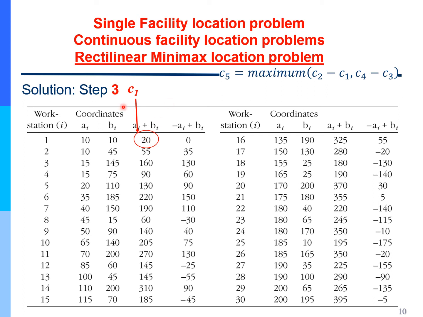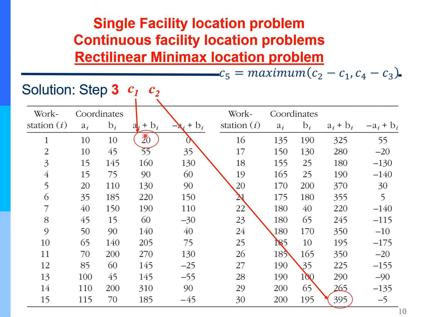Next, I need to find C2. C2 is the maximum of these AI plus BI values. So look at them and find the maximum. I see 220, 270, 310, 325, 370, and as you can see, the maximum is this one. Actually, in this example, the minimum appeared to be the first one and the maximum appeared to be the last one. It is not necessarily valid. In a question, the minimum can be anywhere and the maximum can be anywhere. So don't just take the first one as minimum and the last one as maximum. Find the minimum and maximum of these values, and they will be C1 and C2.